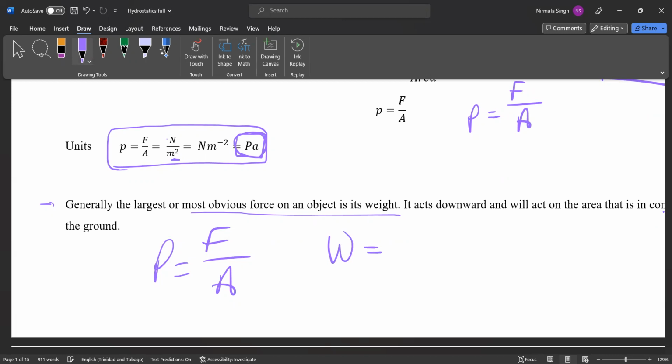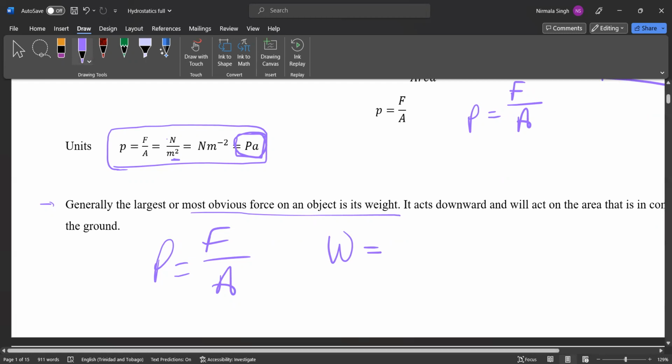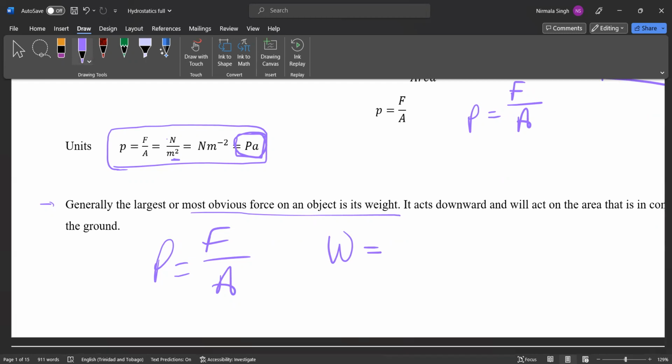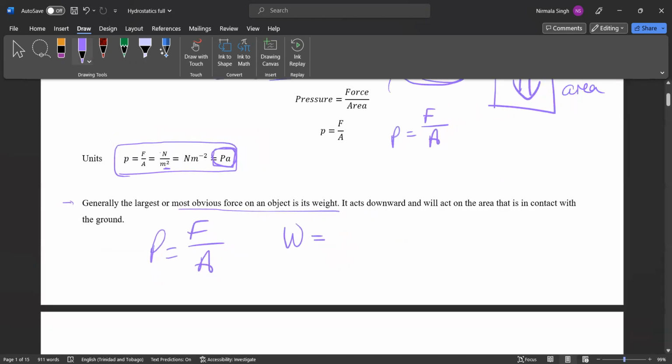Anybody could tell me how do we work out the weight of an object again? Anyone? You could put it in the chat or you could say it. Weight is what by what? Mass by a value or something, sir. Mass by what? Mass by something. Obviously, it's mass by something. Anyone asking in the chat?